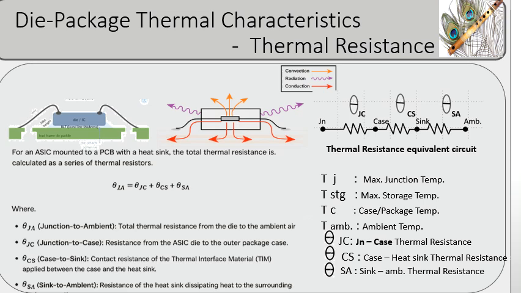Lower thermal resistance provides a more efficient cooling path, resulting in a lower junction temperature and improved chip performance. Thermal resistance depends on the package material, die attach, thermal interface material, heat sink shape and area, and cooling mechanism. This thermal model enables designers to select appropriate packaging and cooling solutions to ensure safe and reliable ASIC operation.